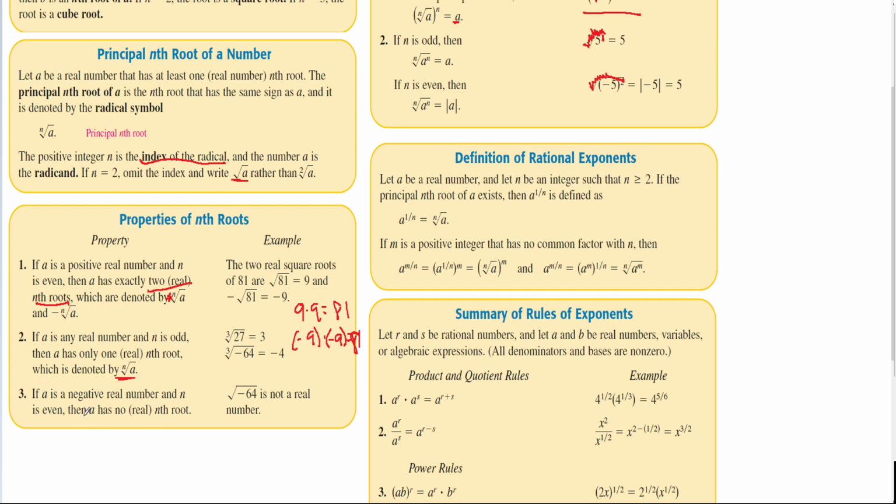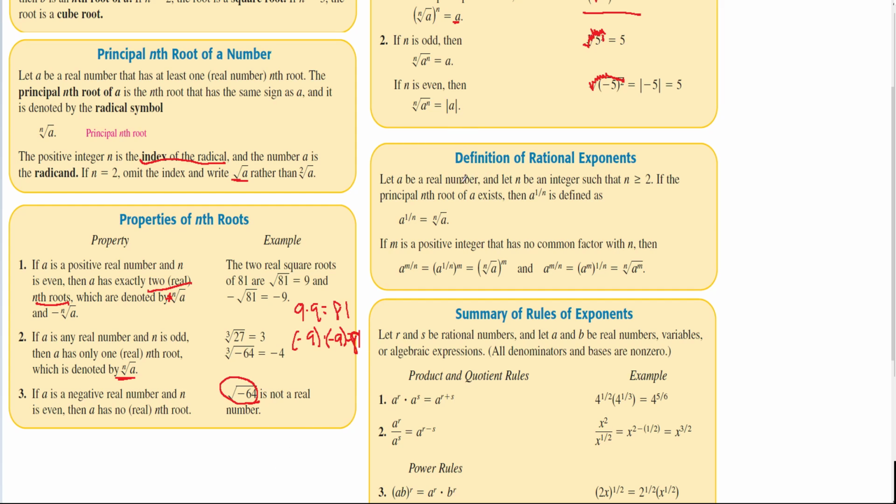But if n is even and a is a negative number, then we end up with a non-real solution, okay? And there actually is a solution to this, but we'll talk about it later. It's called a complex solution. Later on in this chapter, we'll be going over that.